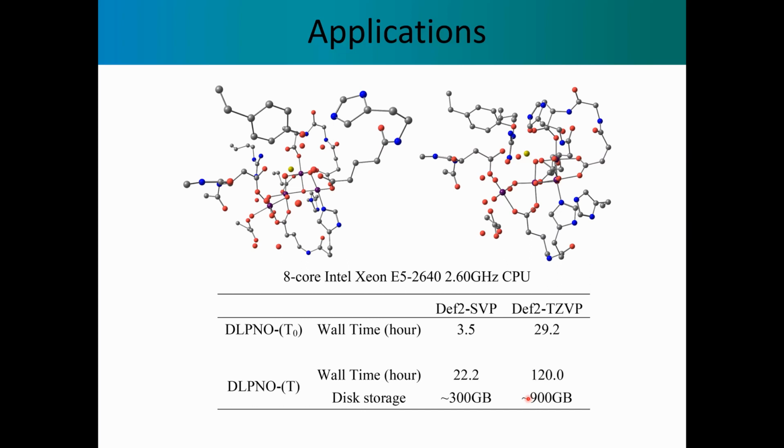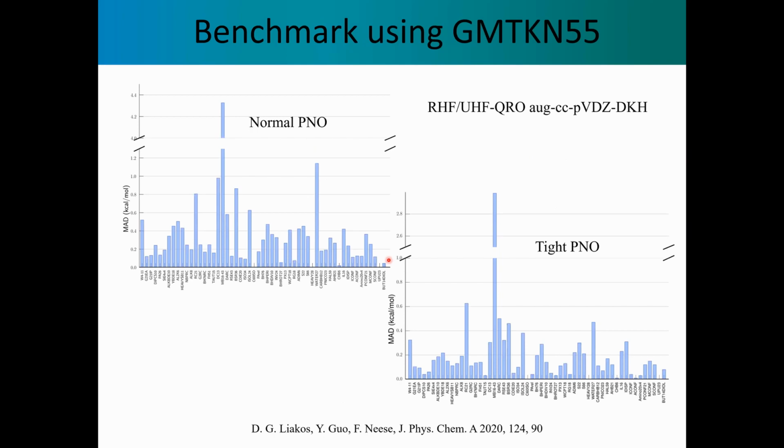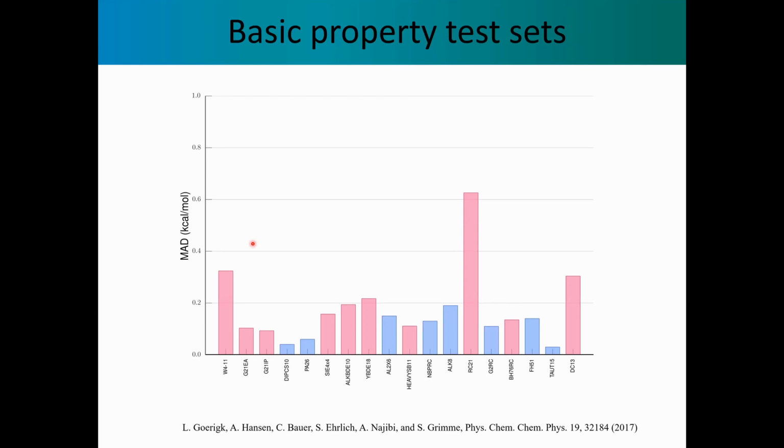Using both the RHF and the open shell DLPNO-CCSD(T), my colleague Dimitrios Liakos did a comprehensive benchmark using the GMTKN55. It contains more than 2,400 atoms and molecules and 1,500 reactions. You can see with tight PNOs, the DLPNO-CCSD(T) can always deliver very accurate reaction energies compared with the standard CCSD(T). Those are some results for more test sets in GMTKN55.